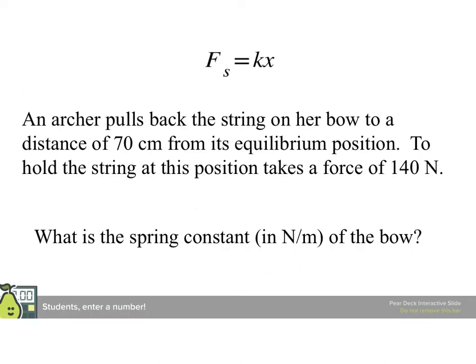As a quick example, we might say an archer pulls back on the string on a bow to a distance of 70 centimeters from the equilibrium position. To hold the spring at this position takes a force of 140 newtons. What is the spring constant in newtons per meter of the bow?